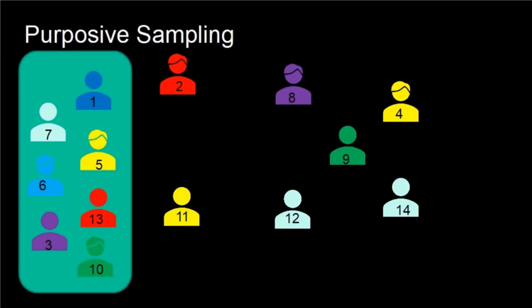The final type of sampling is a purposive sample, where you work out all the relevant demographic factors that may have an impact on your topic and look for people who vary across those factors. And this is the most common way of doing sampling for qualitative research, where you're not looking at large numbers.